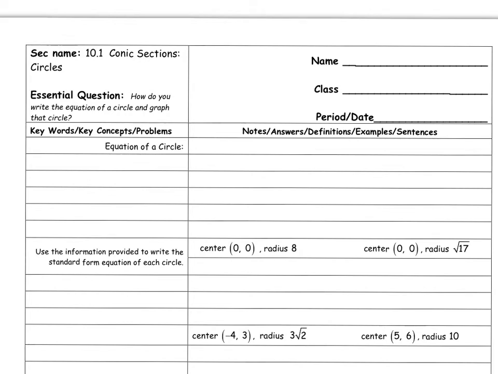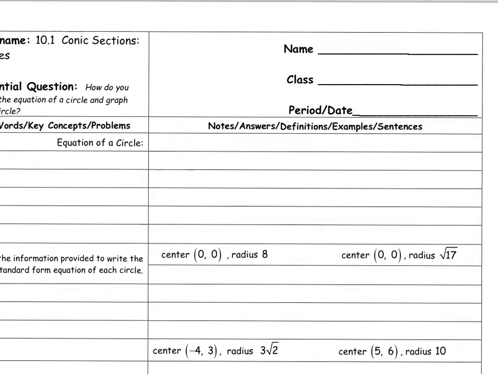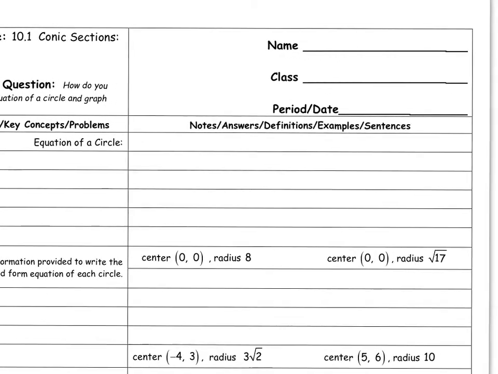Here we go. The essential question is how do we write the equation of a circle and graph that circle. So we're going to be writing equations and graphing today, and probably for the next week or so, depending on how many of the conic sections we decide to do. So there you go. I'm going to write the equation of a circle first.